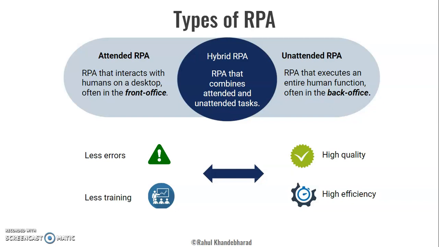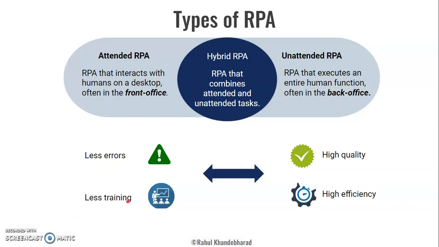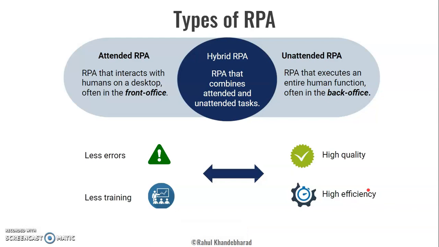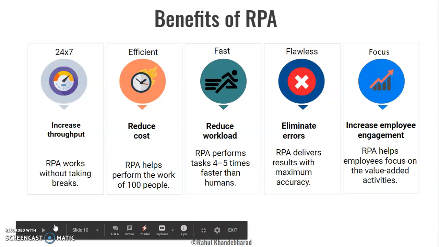What are the benefits of RPA? First one is fewer errors, then we have less training. We don't require training as we do human training. Then we get high quality and high efficiency because it is a robot, so there will be no errors and the quality will also be high. So these are some of the types of RPA and benefits of RPA.